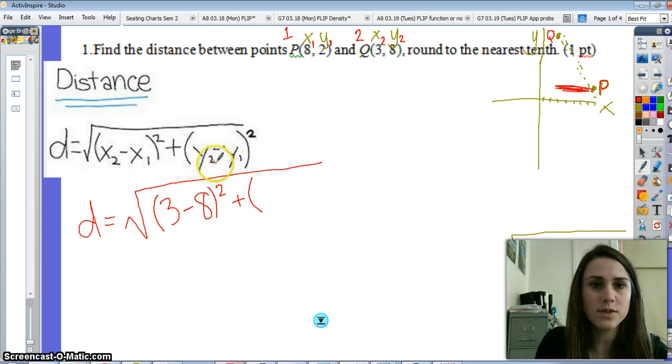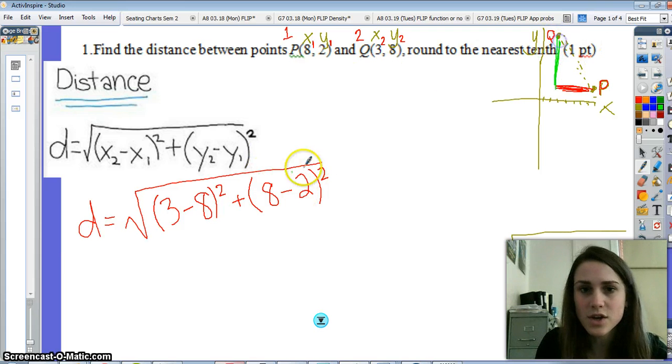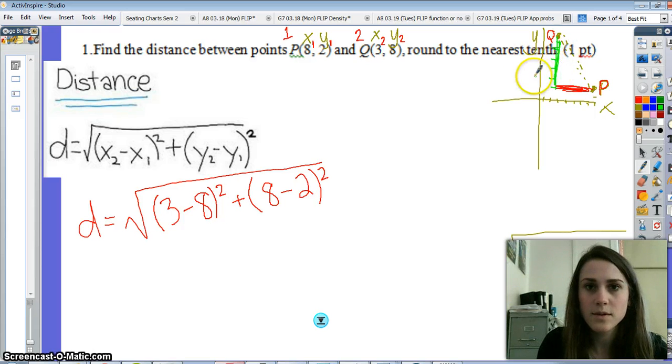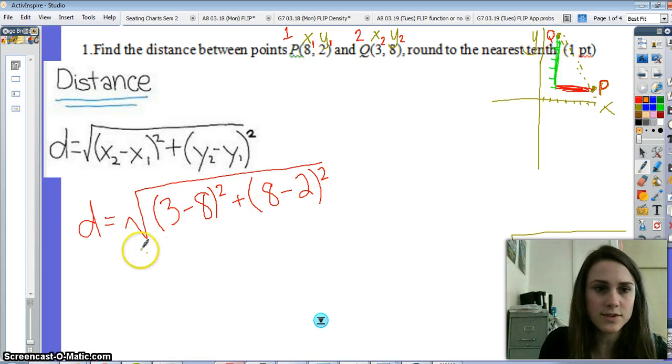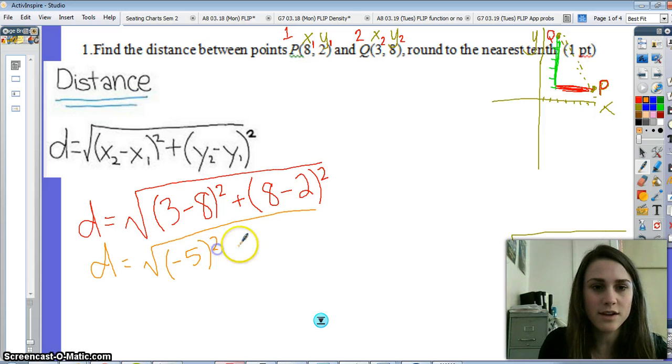Plus the distance between the y coordinates. So my y sub 2 is 8, and my y sub 1 is 2. And we're subtracting those values and squaring that value. And the difference between my y values is really this distance right here. So whatever this value is should be the number of boxes on my graph between those 2 points. So next up, we're just going to simplify. D, or the distance, equals 3 minus 8, which is -5. We're squaring -5, plus 8 minus 2, which is 6, squared.